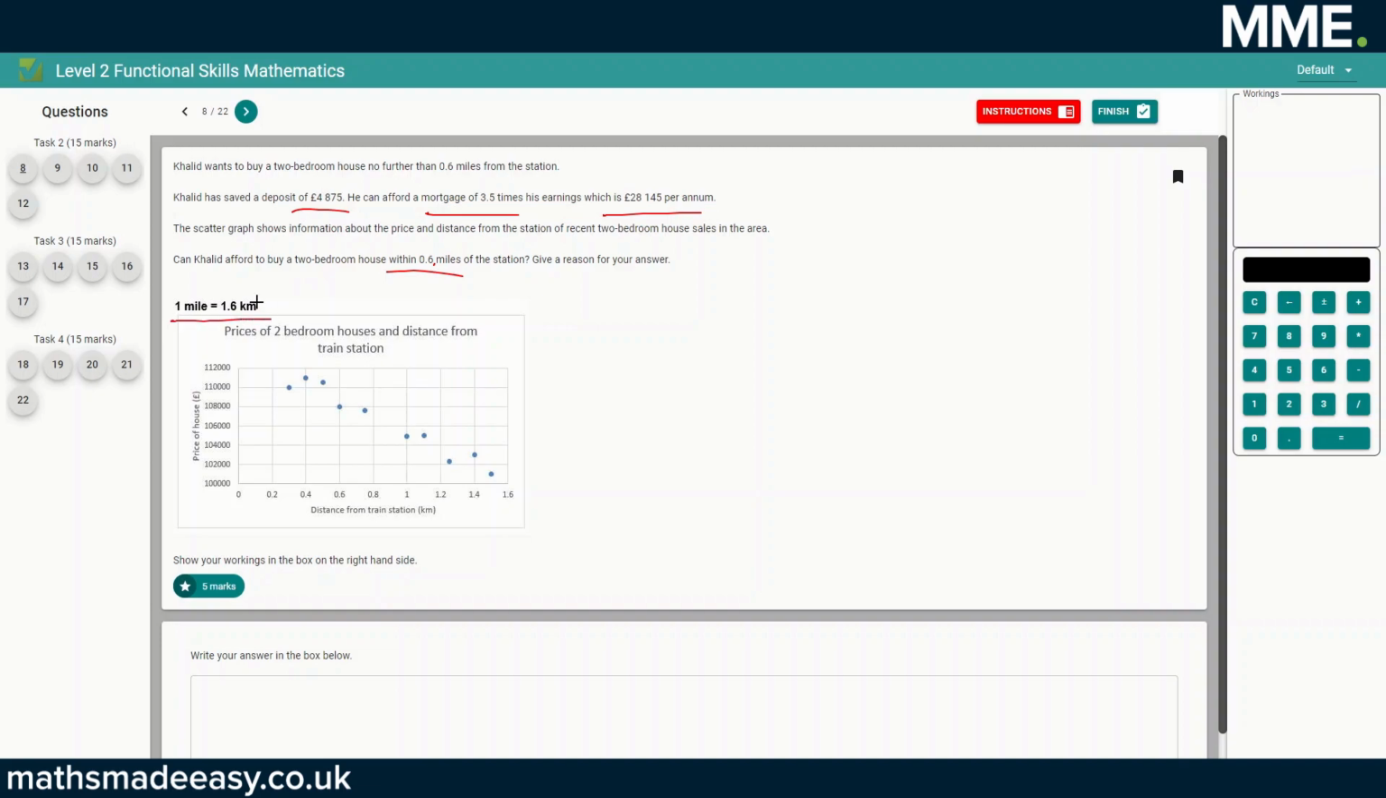We're also given a conversion factor between miles and kilometres, so that should be a hint that we're going to have to do a unit conversion at some point in this question. And given a quick scan of the scatter graph, we can see that the distances given as the x values are given with units of kilometres. So what we're going to want to do first of all is convert this 0.6 miles into kilometres, and we simply do that by multiplying it by 1.6. That comes out to be 0.96 kilometres.